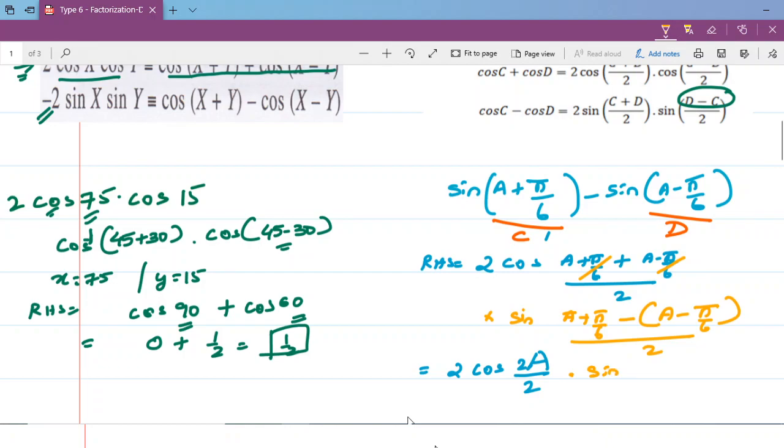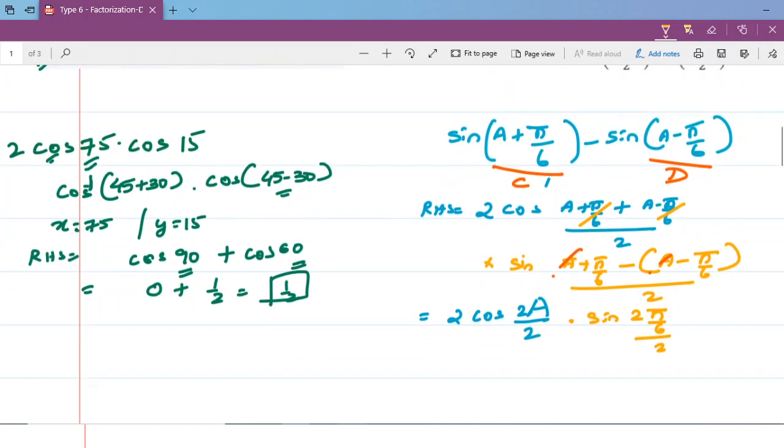Now over here, this A and this A will get cancelled. Let me use a different color. So this A and A will get cancelled, and this negative and this negative will become positive. So it will become pi by 6 plus pi by 6, so it will become 2 pi by 6, right? 2 pi by 6 divided by 2, because this 2 is still here. That's how the values are there, right?